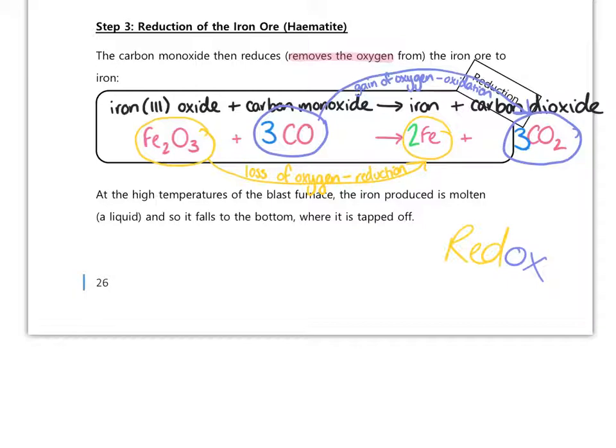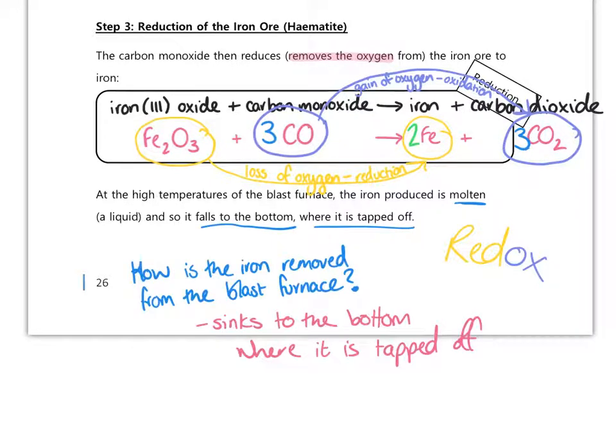And as we saw from our diagram, it sinks to the bottom because it is liquid iron, because the temperatures are so high in the blast furnace that our iron will be molten when it's produced. So it sinks to the bottom where it is tapped off. Again, that can be a question. How is the iron removed from the blast furnace? And you simply have to say it sinks to the bottom where it is tapped off. So that can be a 1 mark question.